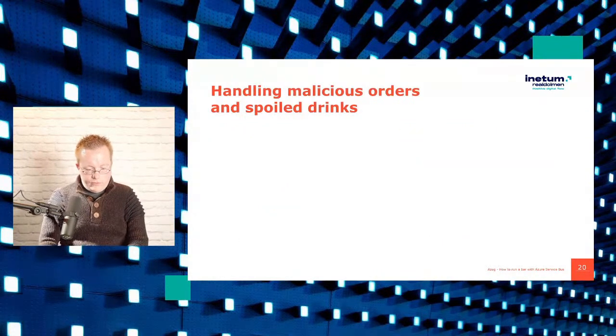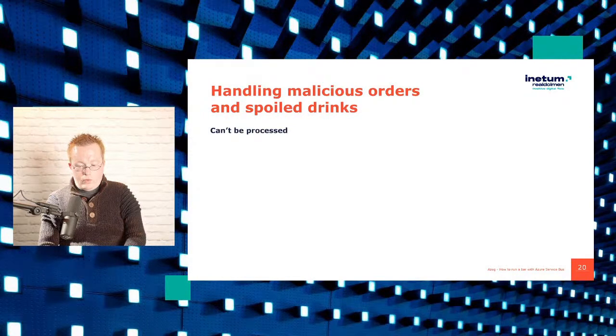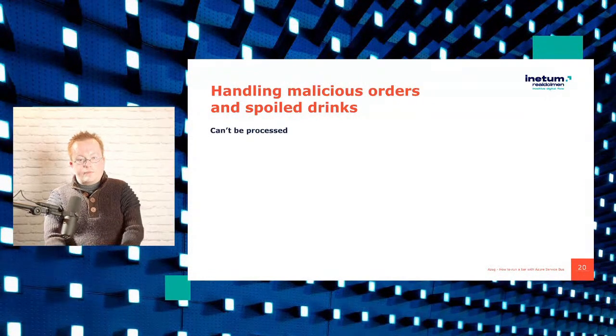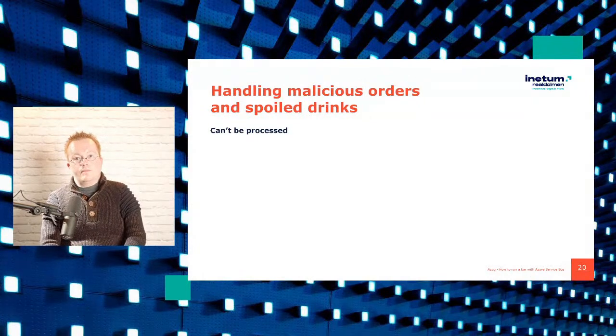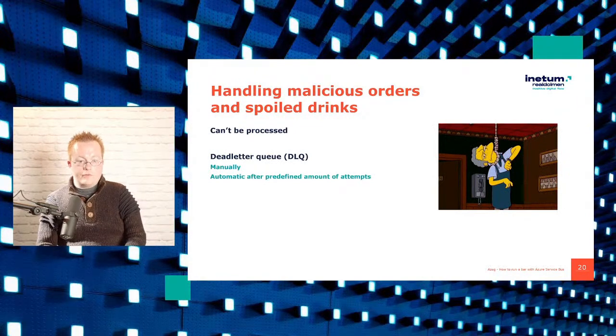And last but not least, what should you do with malicious orders and spoiled drinks? Some messages cannot be processed at all. In this case, you don't want these messages to block all of the subsequent messages that are coming after this malicious message. So what you can do is put that message on a dead letter queue, set it aside, and process it later on, or fix it, or whatever, in order to let the processes keep going.